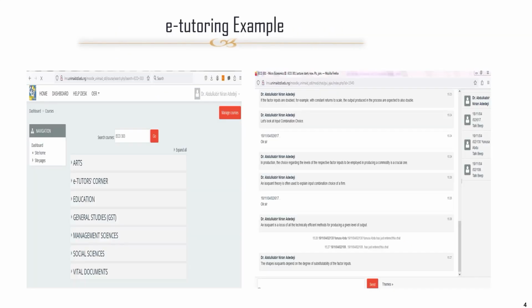This is an example of e-tutoring, how we engage our students online. So we chat with our students at scheduled times.